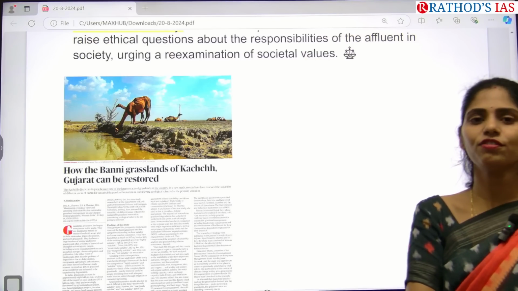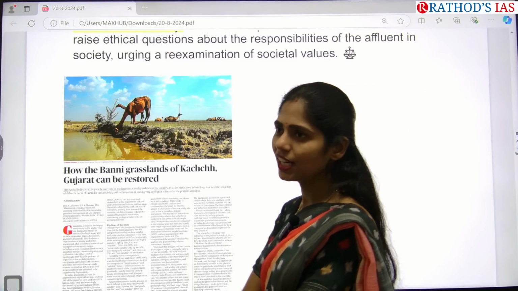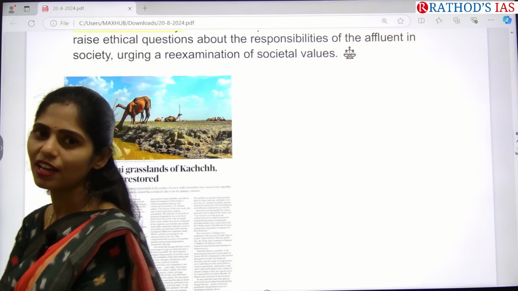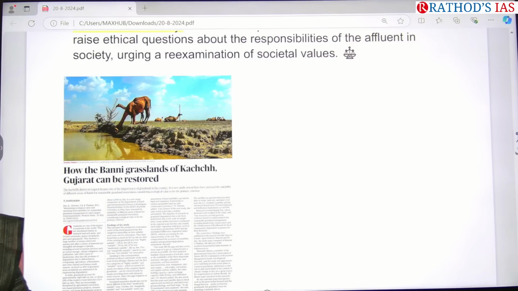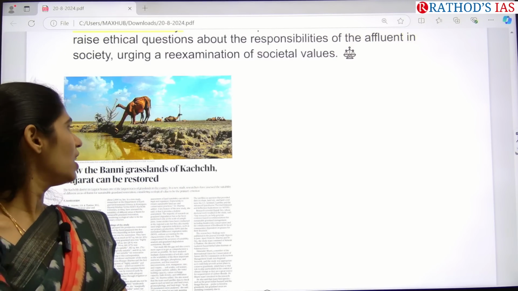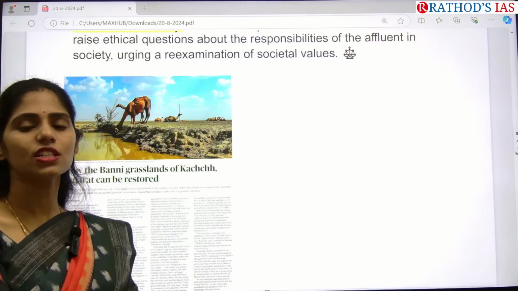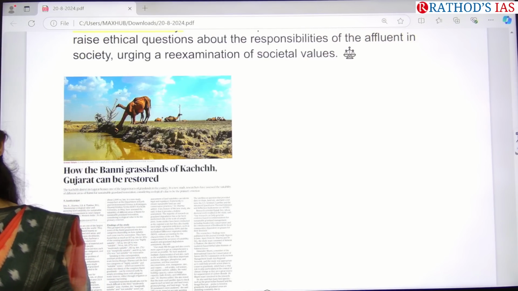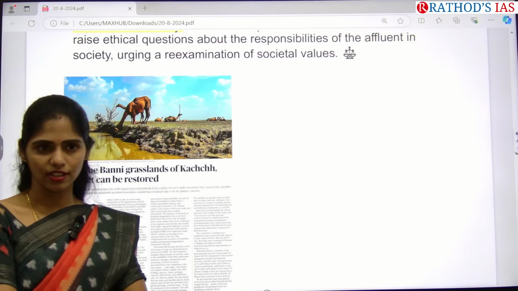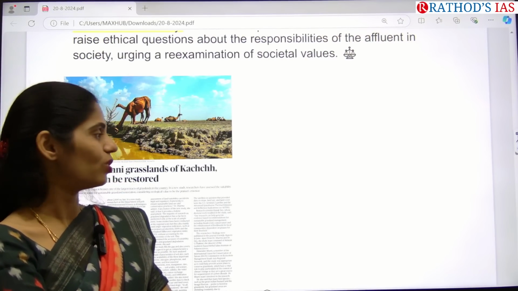In which state of India it is located? They'll give Gujarat, Maharashtra, Rajasthan, like that. So you should be very much careful, okay? And even this Banni grasslands is in news because government wants to come up with a new lion sanctuary in this area. Okay, recently we studied that also.